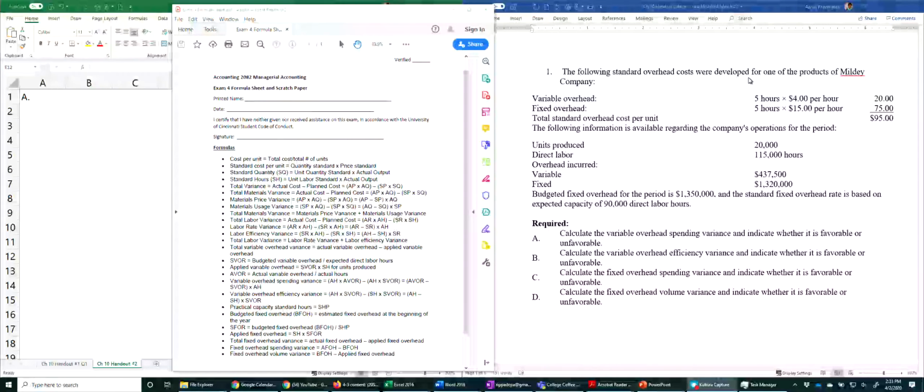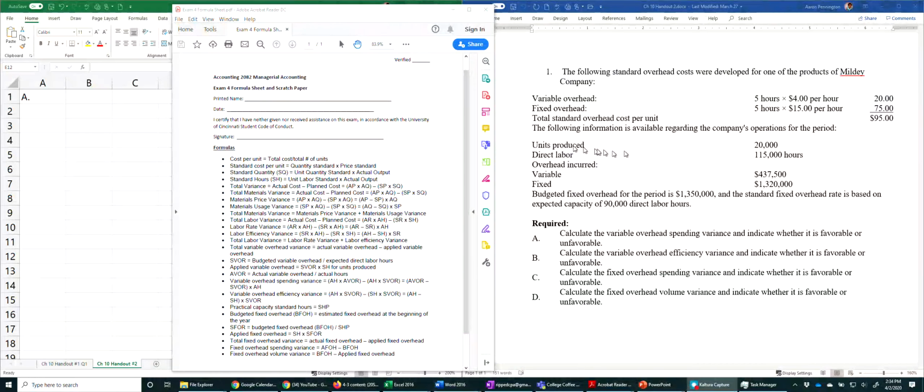It is worth noting that all the problems that you'll see in this chapter assume that overhead is applied on the basis of direct labor hours. Now you guys know from earlier units that that's not always the case. Sometimes it's machine hours, sometimes it's something else. But for the purposes of this chapter, overhead is applied on the basis of direct labor hours. And then these are the standards. So this is your budgetary information. All of this information would have been established before you were in that period.